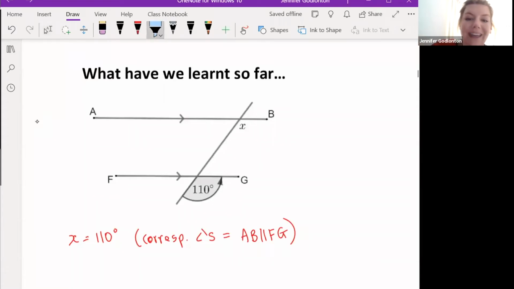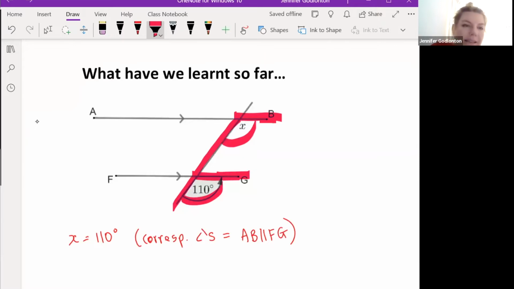This is our F shape if we're looking for it. Okay, so there and there and there. And it's the angles that are under our two parallel lines. They are our corresponding angles.